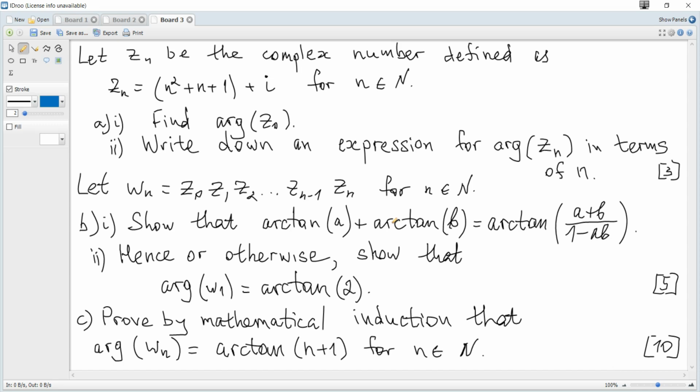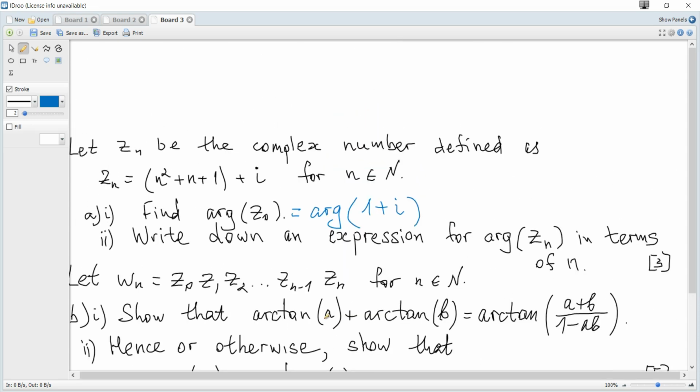Let z_n be the complex number defined as z_n = n squared plus n plus 1 plus i, for n natural, meaning 0 and positive integers. Find the argument of z_0. So what is z_0? It's just when n is 0, the argument of a complex number which is 1 plus i.